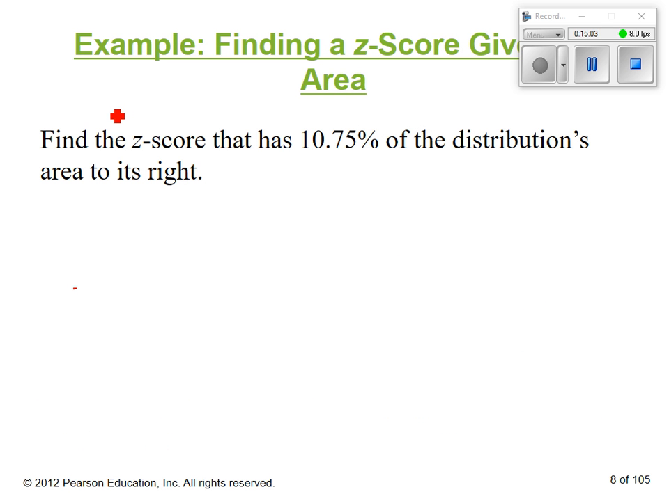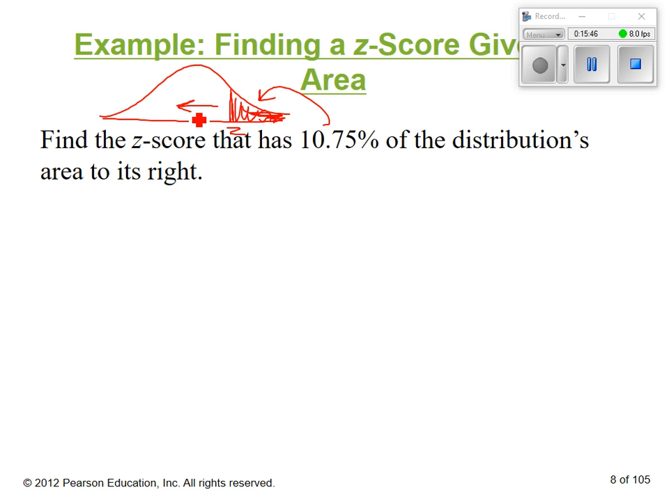Find the Z-score that has 10.75% of the distribution's area to its right. So here you gotta be careful. We want 10.75% to the right, so that means we're over here somewhere. Our Z-score is gonna be right there, and this is 10.75% of it. Well, our chart doesn't tell us that. Our chart tells us to the left all the time. So how could we figure out what this area is to the left over here?